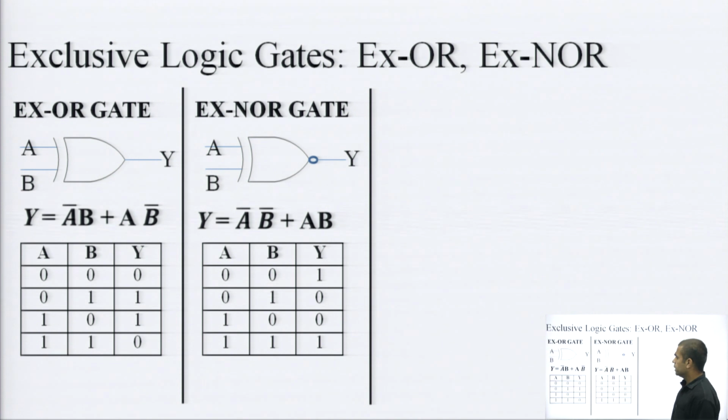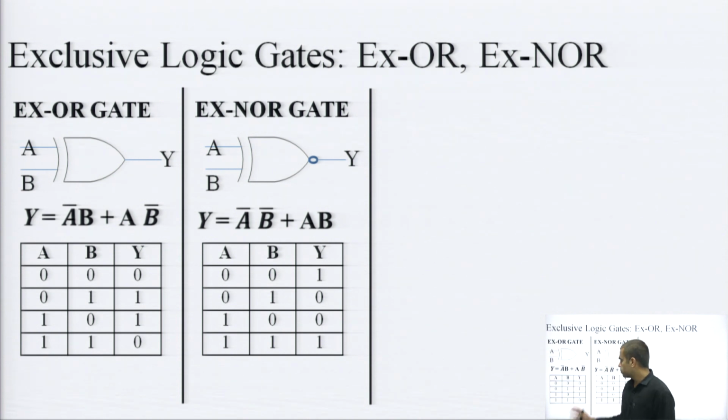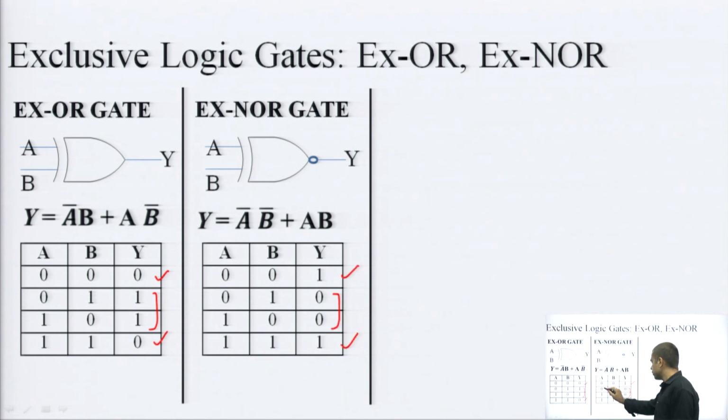Now, coming to the XOR gate. XOR gate is a special case of your OR gate, in which we can see that for two input variables, if both the inputs are the same, then I am getting a 0 output, and if both the inputs are different, that means 0 1 and 1 0, I am getting a high output. And the reverse of it is the XNOR. If both the inputs are the same, I am getting a high output, and if both the inputs are different, 0 1 and 1 0, I am getting a 0 output.